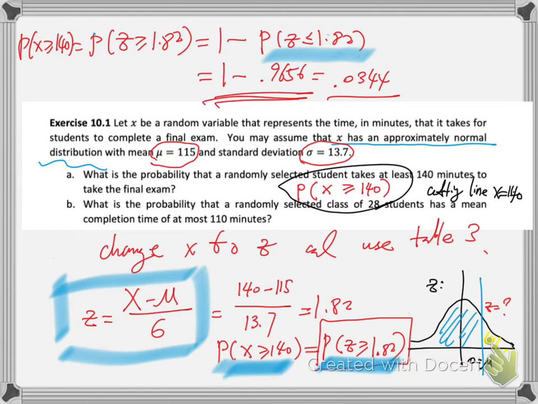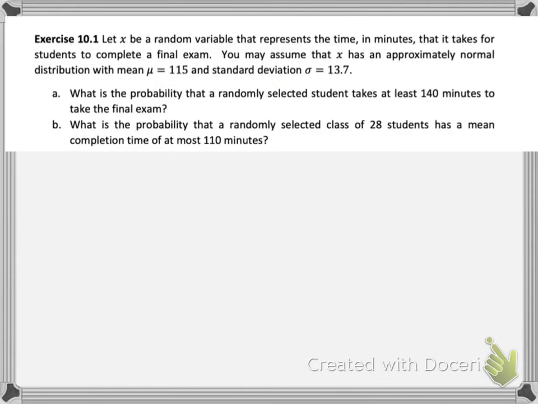Now let's look at the second part. Let's write down the given information and what each number means. This is for variable X. X is normal, mu is 115 and sigma is 13.7, the mean and standard deviation. We already solved A, so A is done.